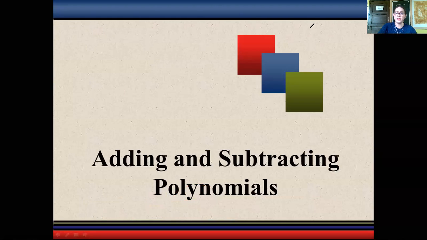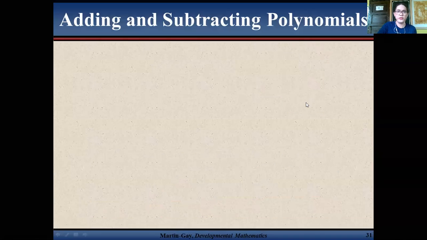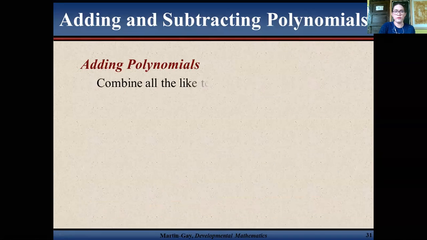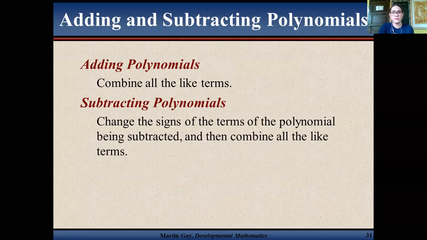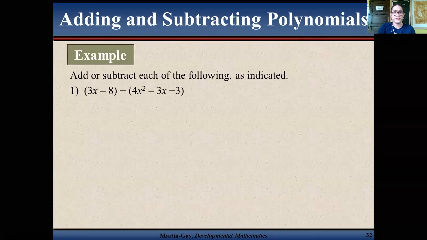Now, if you got the like terms, we can now proceed to adding and subtracting polynomials. Remember, you can only add or subtract polynomials when they are like terms. So in adding and subtracting, of course, combine all the like terms. Subtracting polynomials, change the signs of the terms of the polynomial being subtracted, as how we do it in the integers, and then combine all the like terms. That's it. Let's have an example, this one.